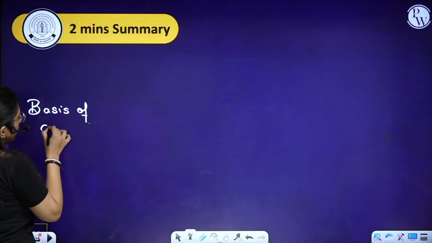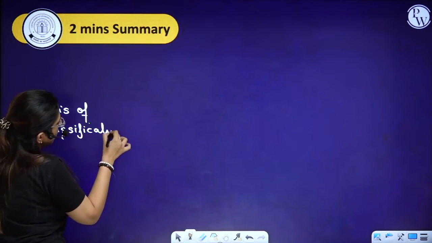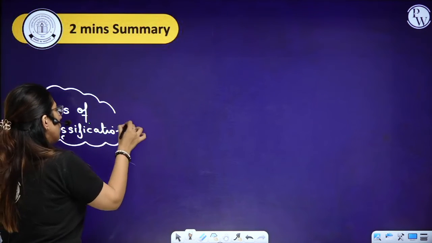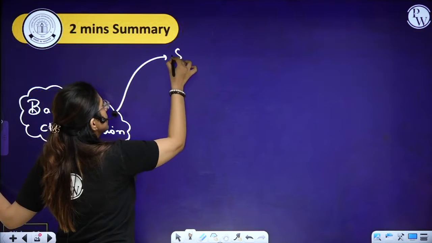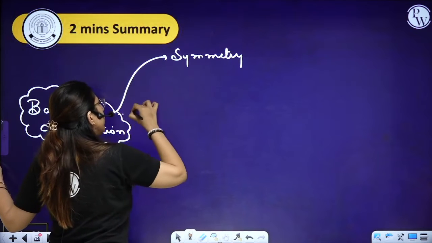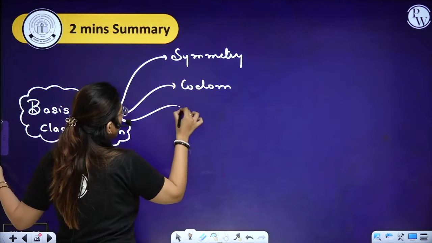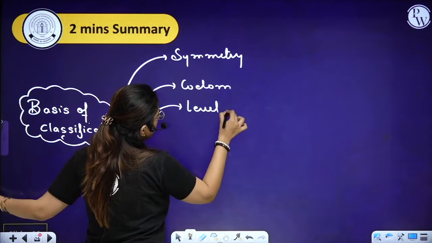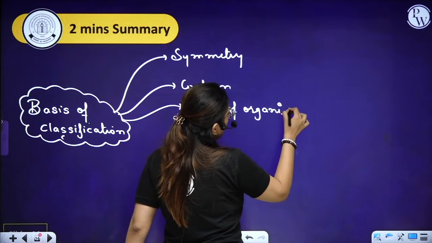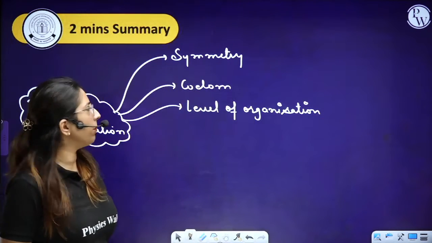Basis of classification. So in the basis of classification, we have talked about what? The symmetry, right? We have talked about the coelom. We have talked about the first, the level of organization. You remember?